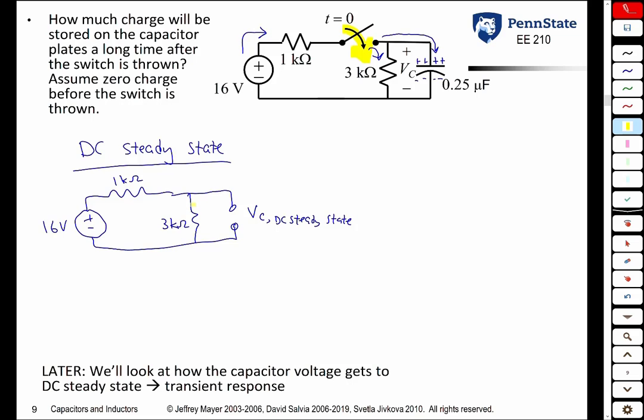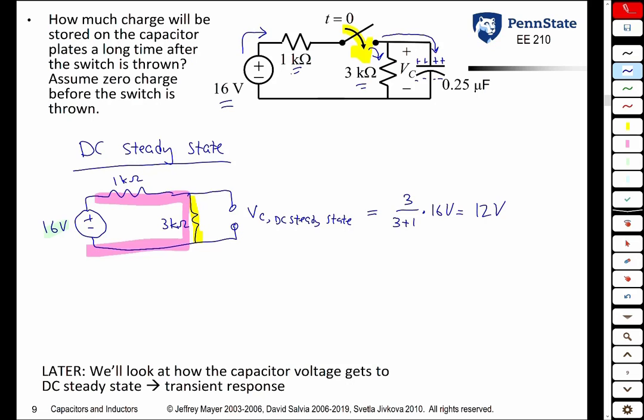We have a voltage division situation. The voltage across the capacitor is going to be 3 over 3 plus 1 times 16 volts. So Vc is 3 over 3 plus 1 times 16 volts, or 12 volts. So notice that the steady state voltage across the capacitor is not necessarily equal to the voltage being applied. It depends upon what other resistors you might have in the circuit.